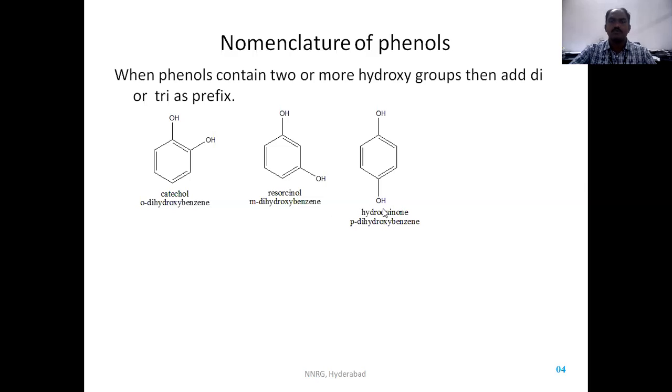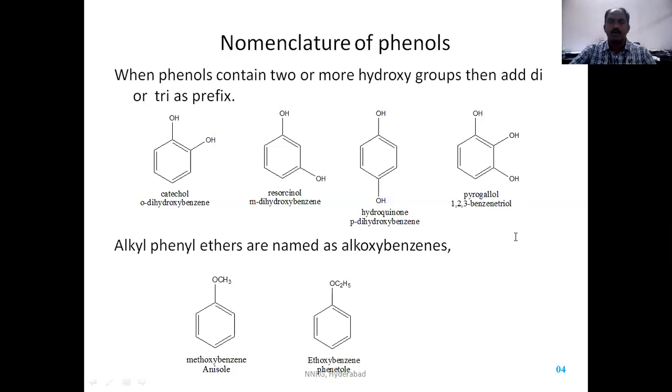If the two hydroxy groups are present at the 1 and 4 positions, we call it para-dihydroxybenzene, commonly called hydroquinone. Ortho-dihydroxybenzene, meta-dihydroxybenzene, and para-dihydroxybenzene, all these three are isomers. If we have 3 hydroxy groups, then we call it 1,2,3-benzenetriol, because you can even write 1,2,3-trihydroxybenzene, or benzenetriol. Because you have 3 hydroxy groups, we call it triol, and it is commonly called pyrogallol.